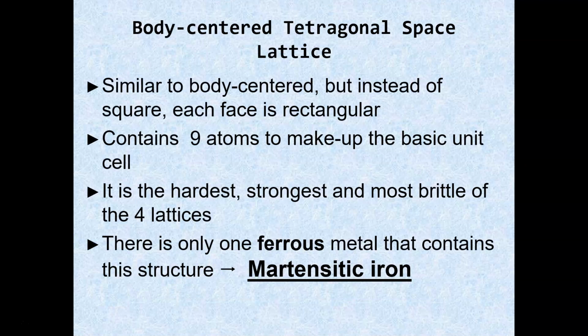Okay, so the body-centered tetragonal space lattice. The body-centered tetragonal unit is basically the same as the body-centered cubic unit, with the exception that the tetragonal unit is a rectangular shape. It also contains nine atoms to make up the basic unit. It is the hardest, strongest, and most brittle of the four lattices. Remember that. There is only one metal that contains this structure: martensitic iron.